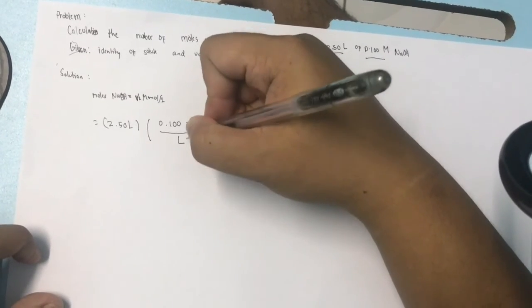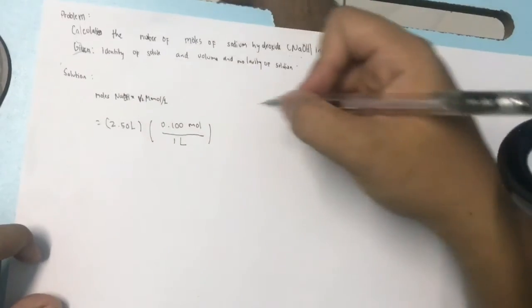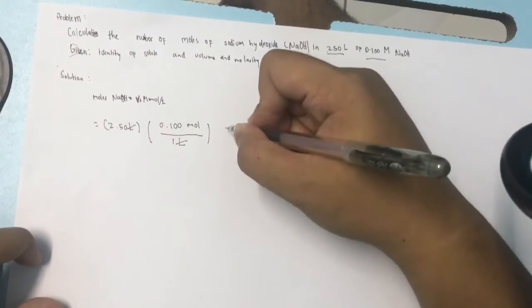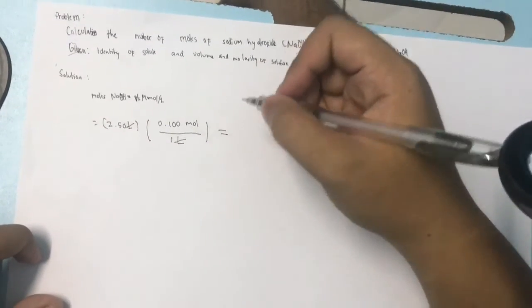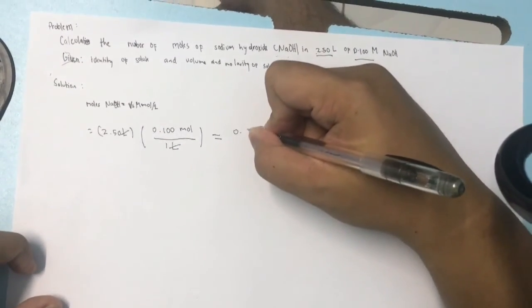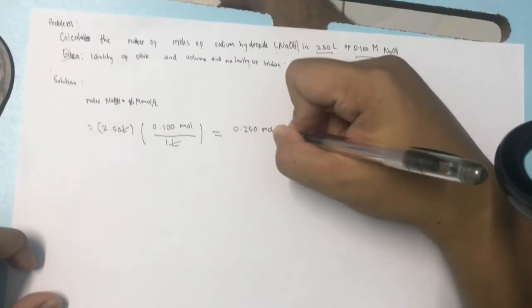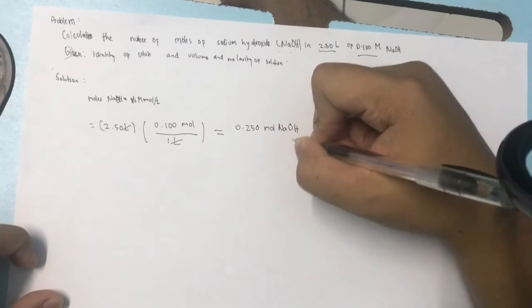0.100 mole per 1 liter. So, let's cancel the liter first. Then we multiply to get the final answer. The final answer is 0.250 mole of NaOH.